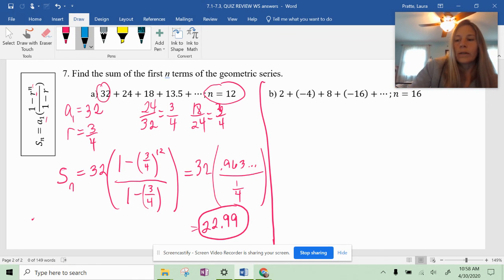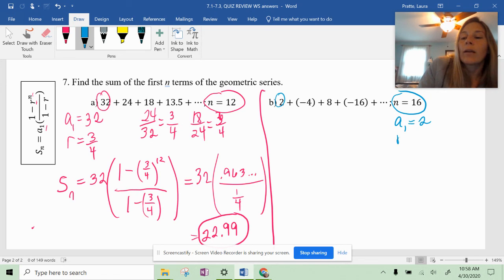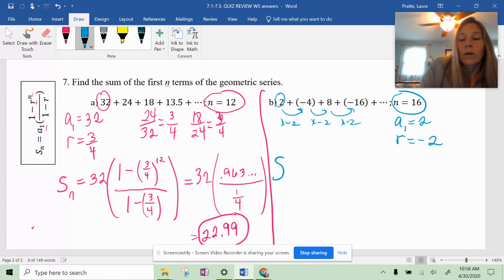All right, and then the final one here, I have my n, which equals 16, my a sub 1, which I can tell is 2, and then I want to find that common ratio, or that r. So what is being multiplied? It looks like I'm multiplying by -2 each time to get to the next term, so my r is -2. So my sum formula would be my a sub 1, which is 2, times 1 minus -2 to the 16th power, over 1 minus -2.